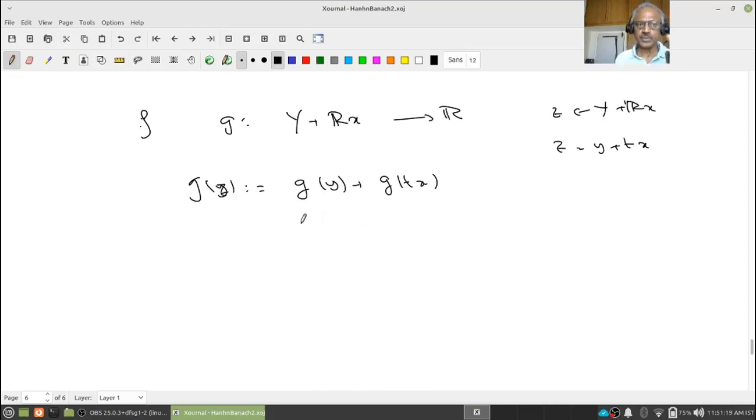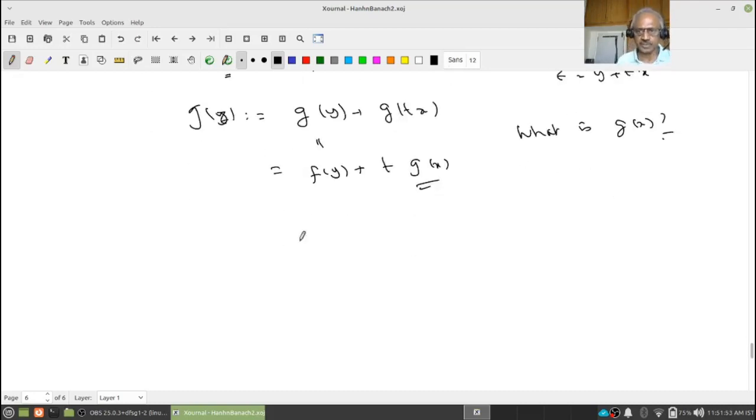But I want g to be an extension of f. Therefore, this must be f of y, right? And this is linear, therefore it must be t times g of x. That means to define g on this vector subspace, I only have to tell you what g of x is. Then this function g is defined on y plus Rx, and it's well defined. Why is it well defined? Because z has only one representation, y plus tx.